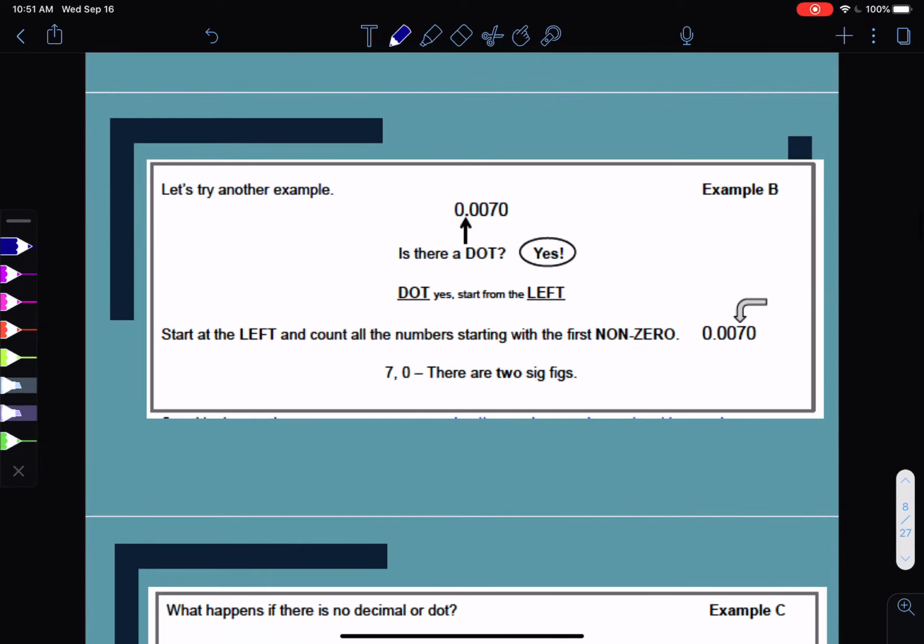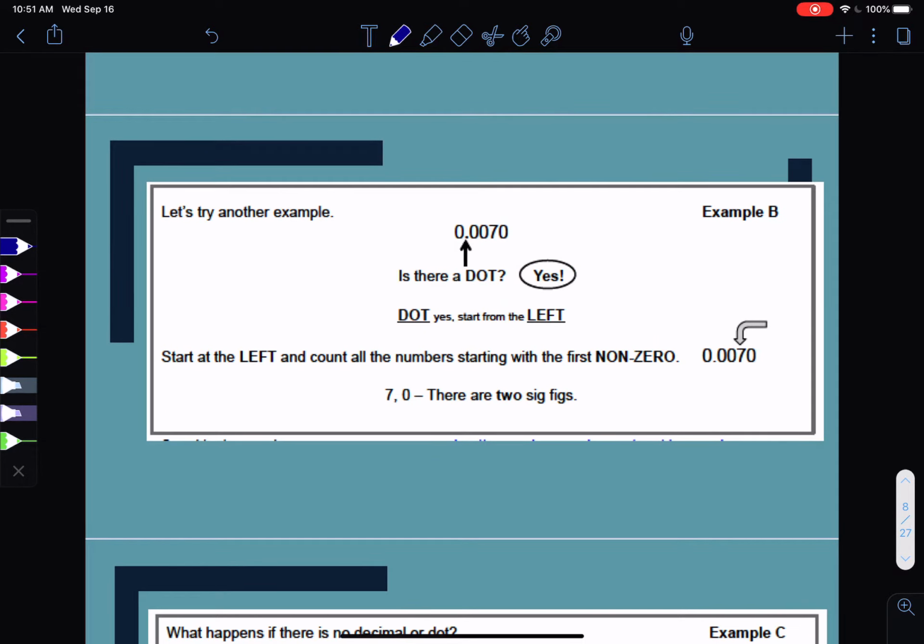Okay. Now look at this one. Does this one have a dot? Yes, we see a dot right there. Okay, so that means you take your left hand and you swipe across until you get to the first non-zero. So these are zeros, so you keep going until you get to that 7. Okay, so all these are covered up and you only see the 7, 0. So in this one, you have 2 sig figs.